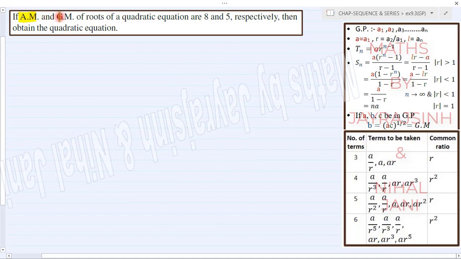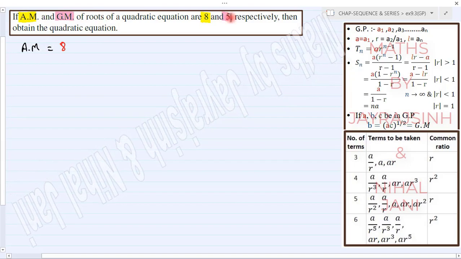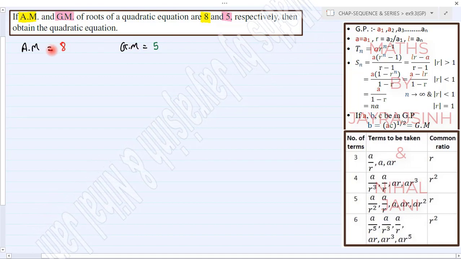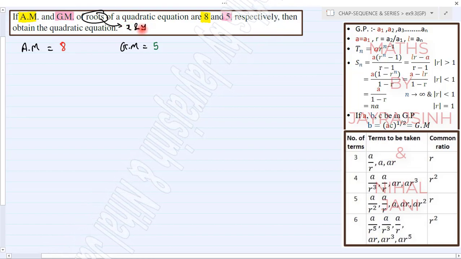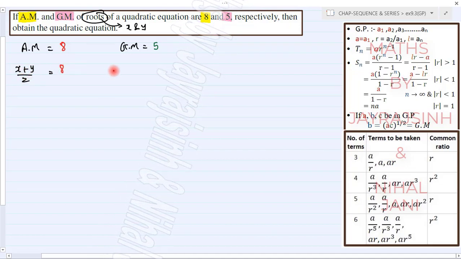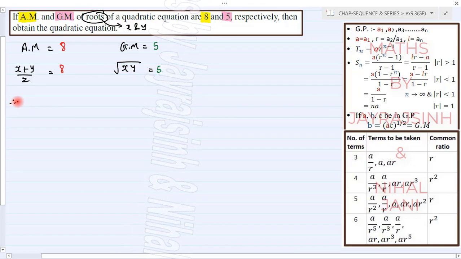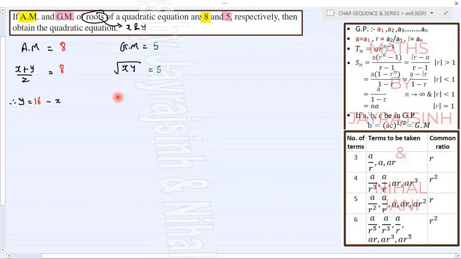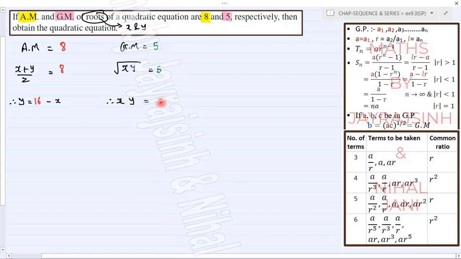In this question, it is given that the arithmetical mean is 8 and the geometrical mean is 5. Then we have to obtain the quadratic equation. So let's assume that their roots are x and y. So the arithmetical mean, (x plus y) by 2, is equal to 8 and the geometrical mean is under root of xy, which is 5. From the first equation we can make y the subject and it will become 16 minus x, and from the second equation let's square both sides. We will get x into y is equal to 25.